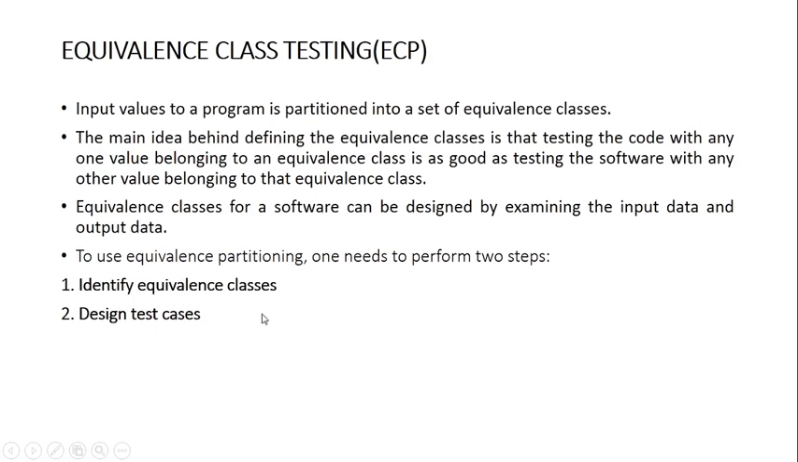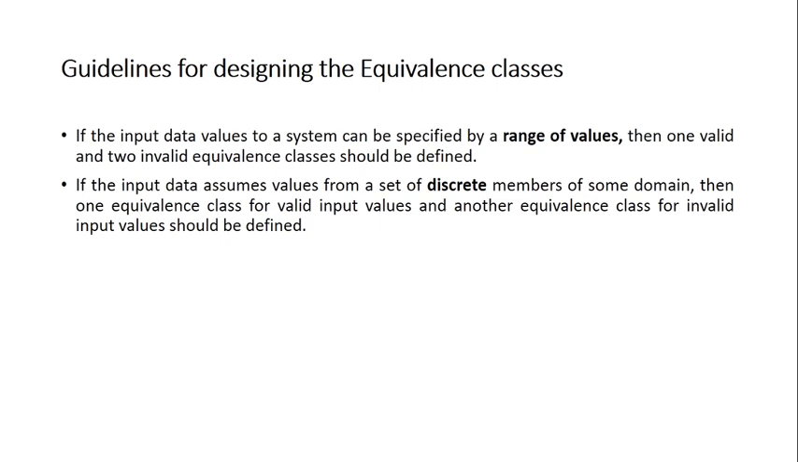First we have to identify the equivalence classes from the problem statement, and then we need to design the test cases. What are the guidelines that are used to divide this into equivalence classes? There are two specific guidelines. If the input value is given in the form of a range of values, in that case we'll have one valid class and two invalid classes. That is, whatever is the given range will be a valid one. Less than that range is invalid. Greater than that range will be invalid. So one valid and two invalid classes.